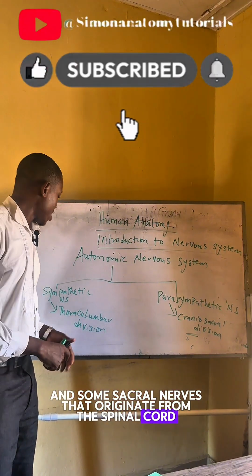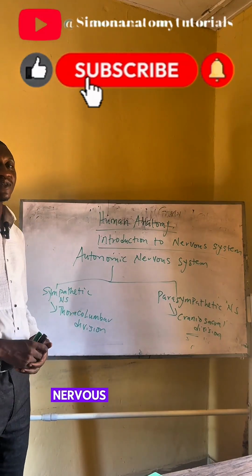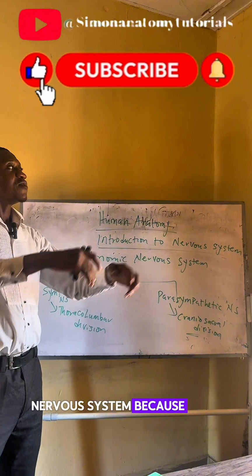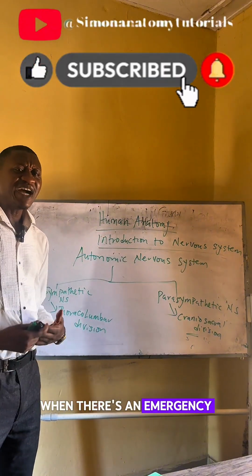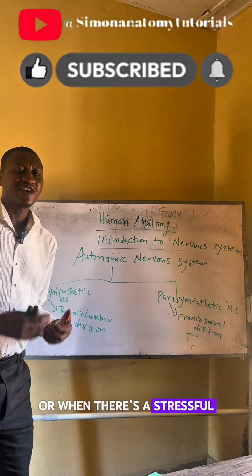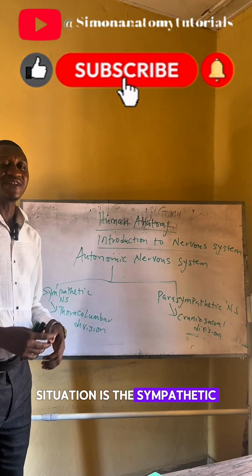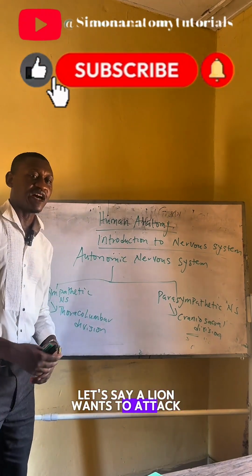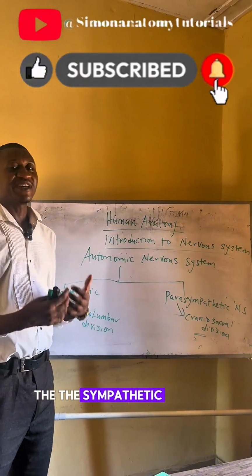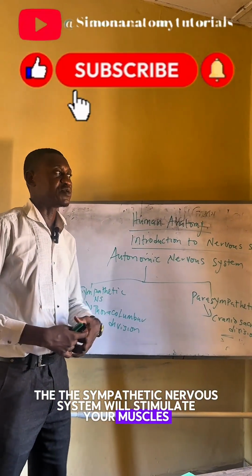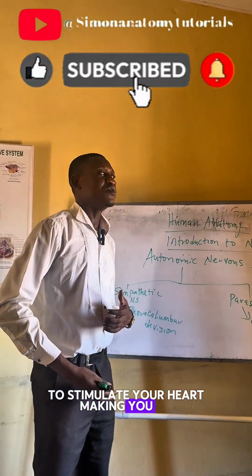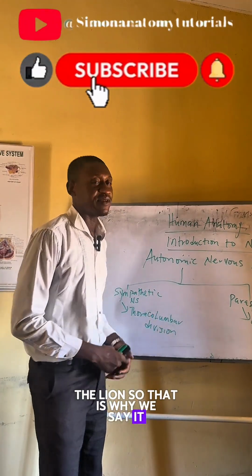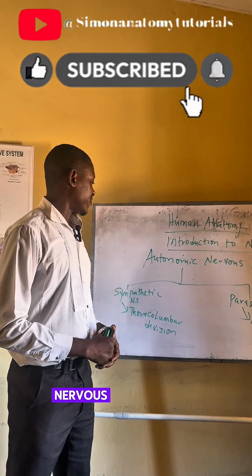Now, the sympathetic nervous system is also called the fight or flight nervous system because when there's an emergency or a stressful situation, it's the sympathetic nervous system that stimulates the body. Let's say a lion wants to attack you, for instance. The sympathetic nervous system will stimulate your muscles and your heart, making you able to flee or fight the lion. So that's why we say it is a fight or flight nervous system.